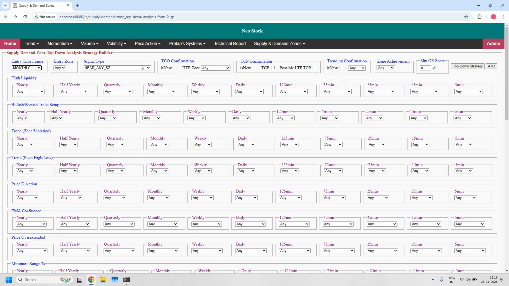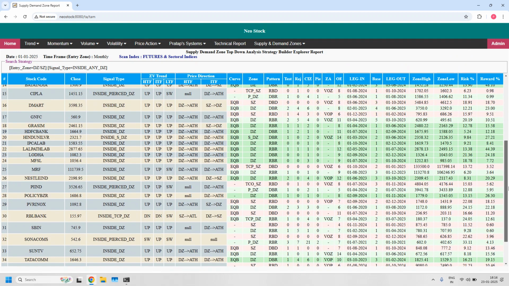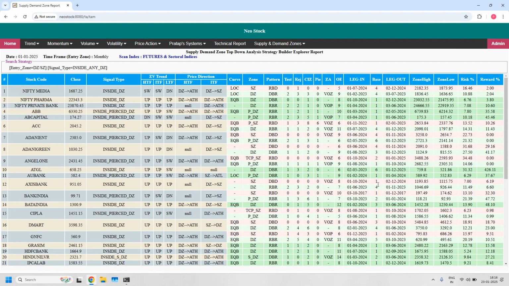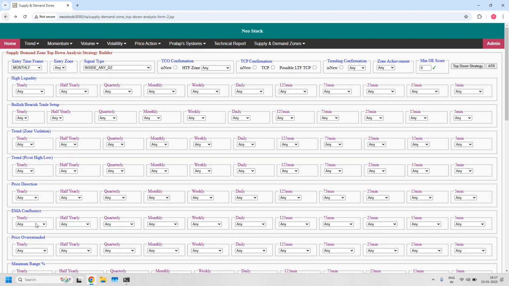Next monthly time frame. Price closed inside the monthly demand zone. 38 stocks are filtered. I am scrolling the list down. So total 38 stocks closed inside the monthly demand zone. Let's verify how many of these monthly demand zones are having monthly EMA Confluence.